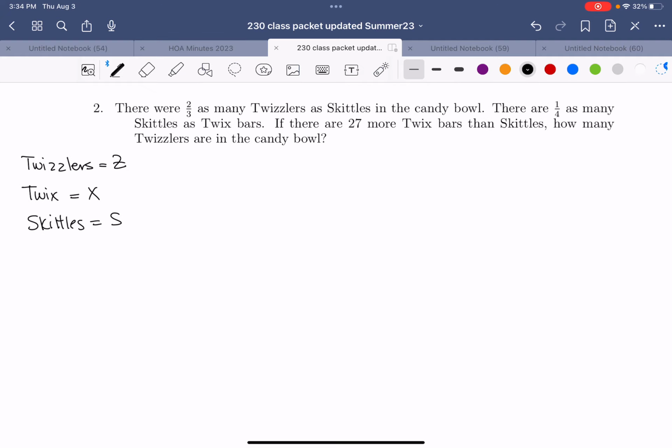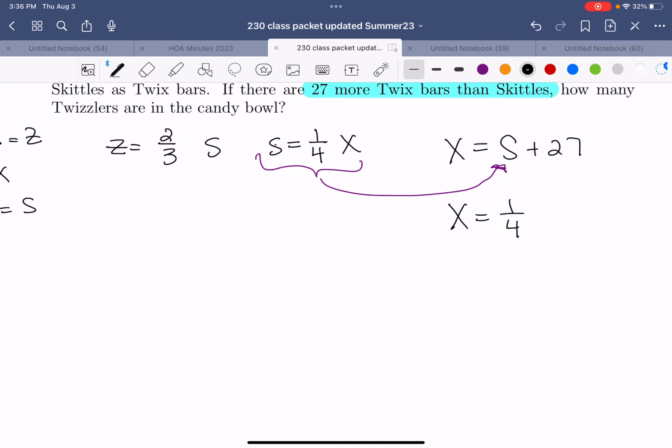Then I can go ahead and work through what I've got. So I can replace my S. And let me move this around a little bit and put it over here. So I can use this one and put it in right here for my S. And that's going to give me X equals 1/4 X plus 27. So I've put my equations together so that I only have one variable.